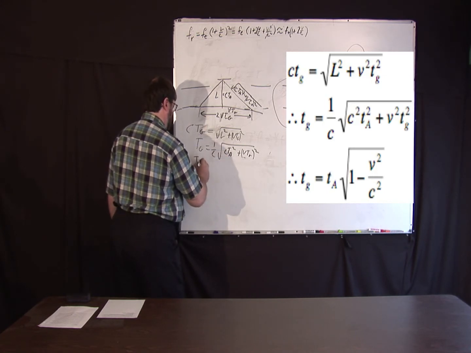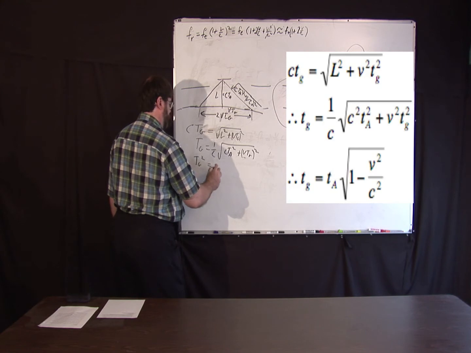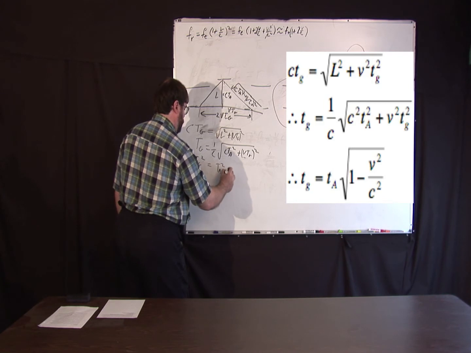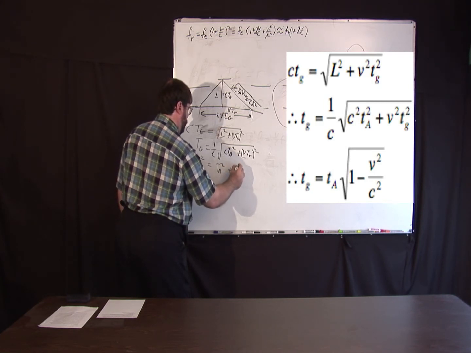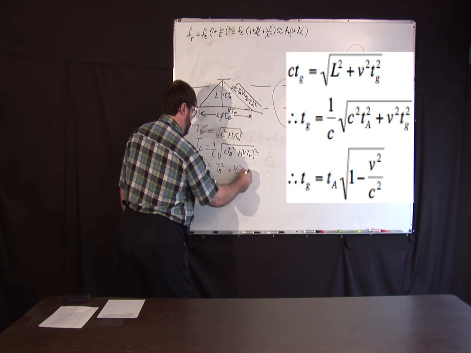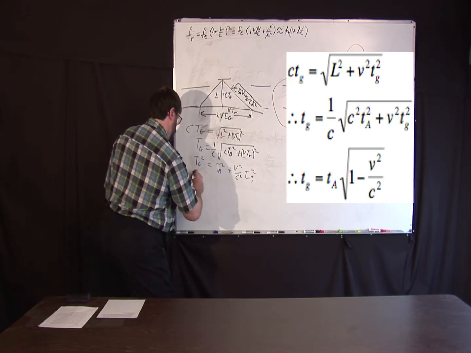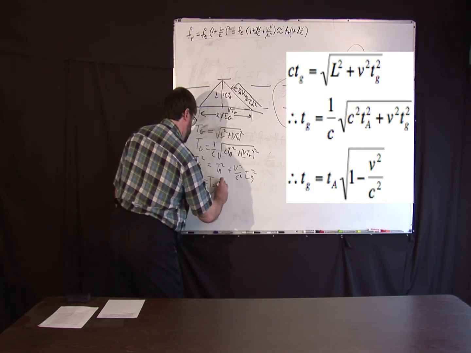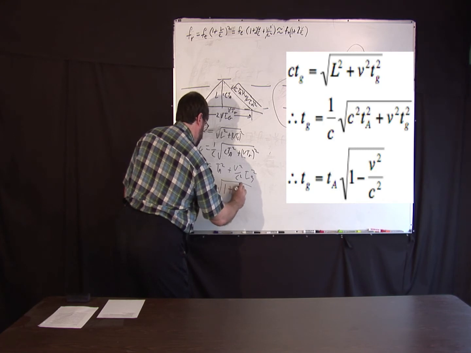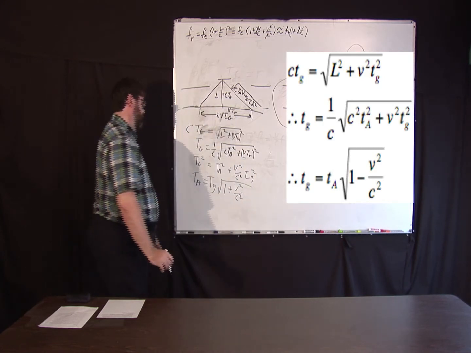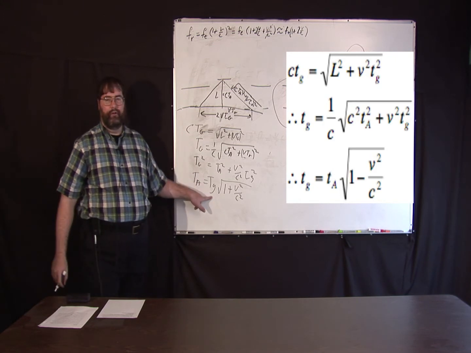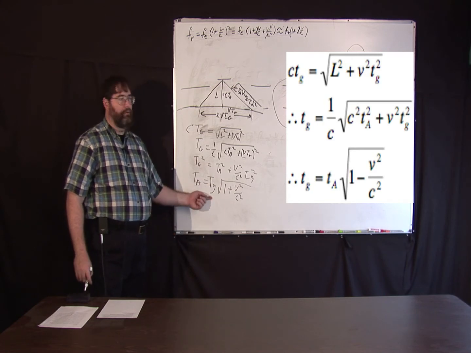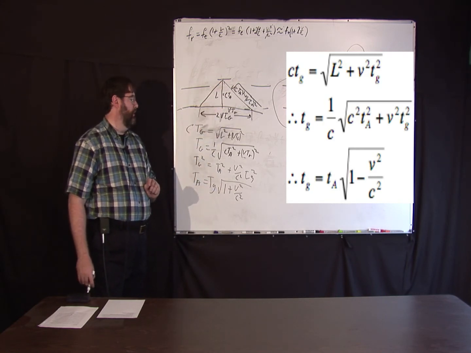And you've got t ground squared equals ta squared plus v squared over c squared t ground squared. So after much algebra, you end up with this. The time on the airplane is longer than the time on the ground by this factor here. In other words, when you're on the ground, you see the airplane's clock run slow.